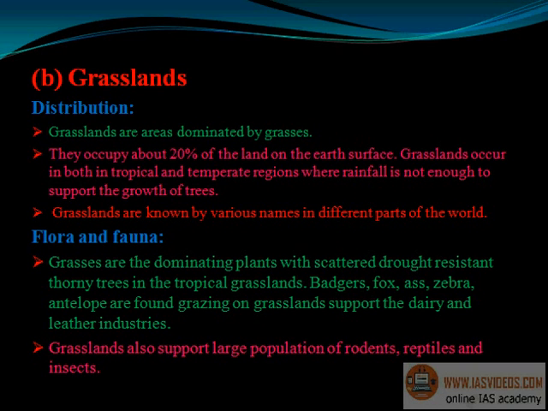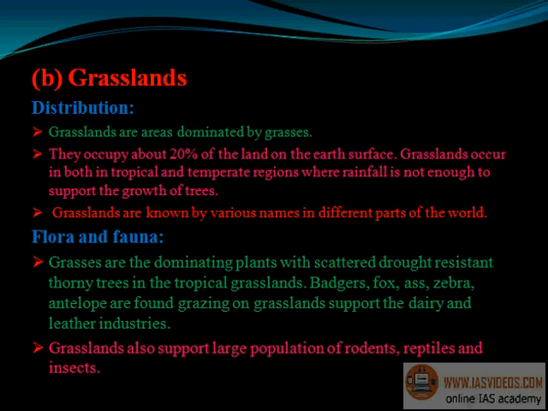B. Grasslands. Distribution. Grasslands are areas dominated by grasses. They occupy about 20% of the land on the Earth's surface. Grasslands occur in both tropical and temperate regions where rainfall is not enough to support the growth of trees. Grasslands are known by various names in different parts of the world.